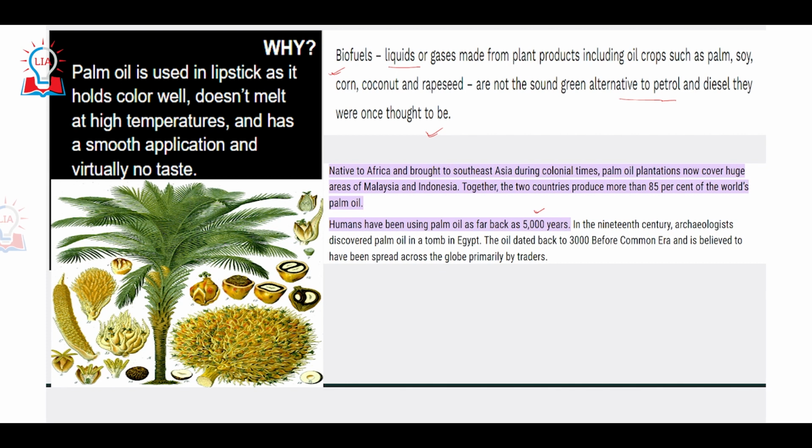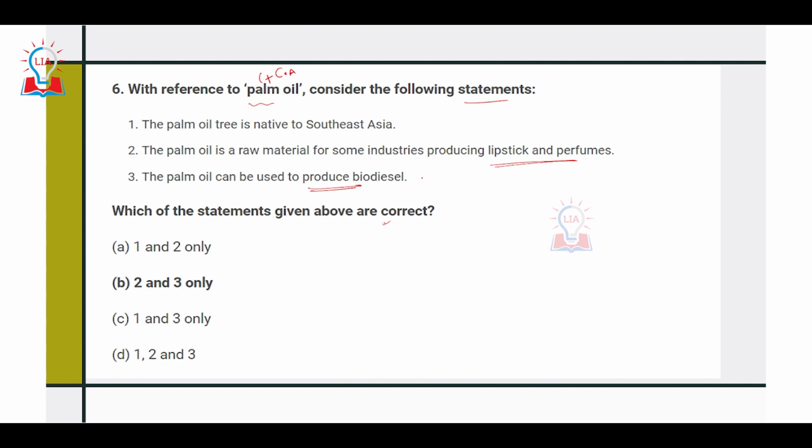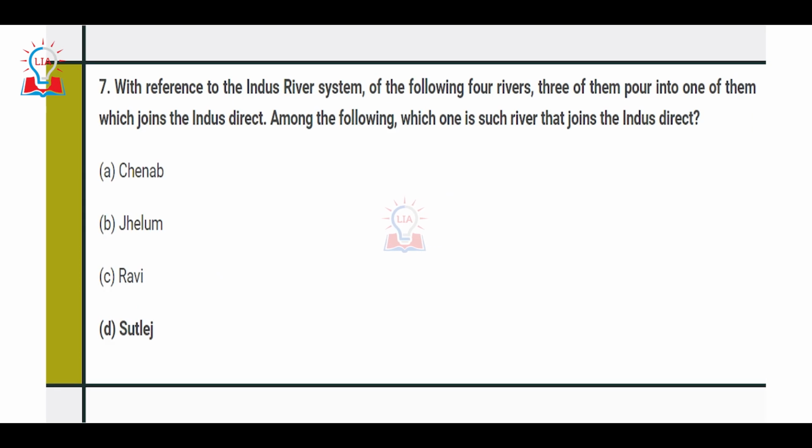And the reason is very simple, because due to the high demand of palm oil for the production of biofuel, biodiesel, there was large scale deforestation in countries such as Indonesia and Malaysia, that has threatened wildlife to a large extent. And that is why European countries have decided to decrease their import of palm oil from Southeast Asia. So obviously the correct answer will be 2 and 3 only. The palm oil tree is not native to Southeast Asia, rather it is native to Africa.